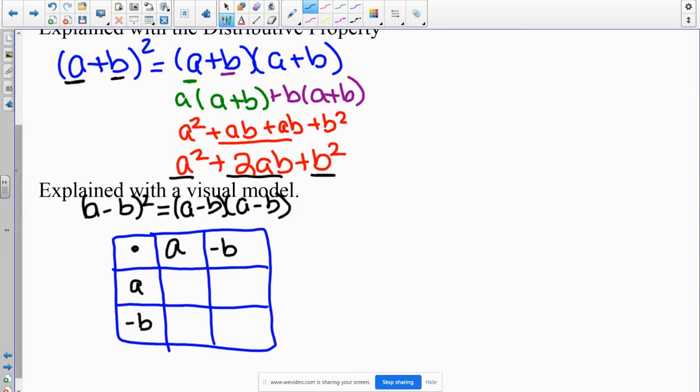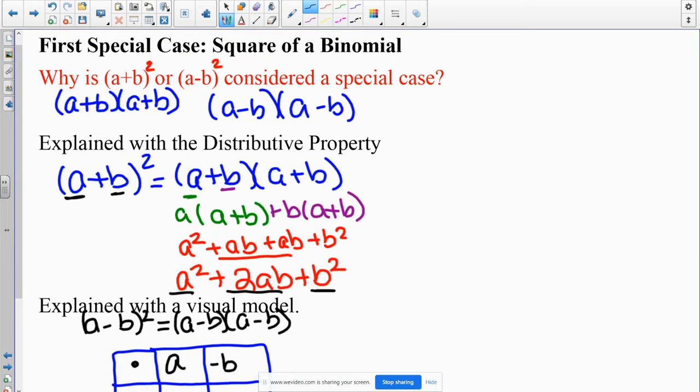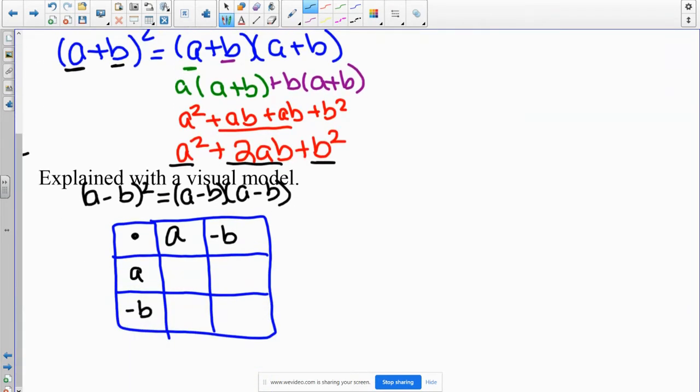Again, this is a special case. It's known as a square of a binomial. It's a square because it's the same term squared and they're binomials. So in this corner, we would get a squared. In this box would be a times negative b, which would be negative ab. In this box would be a times negative b, which is negative ab. And this bottom box, negative b times negative b, would be a positive b squared.